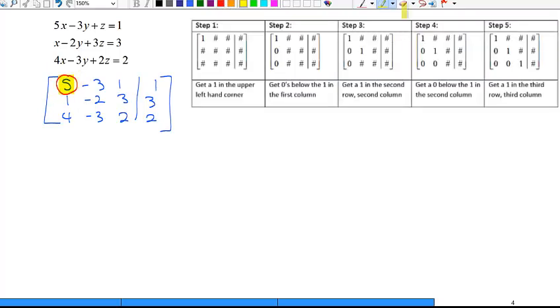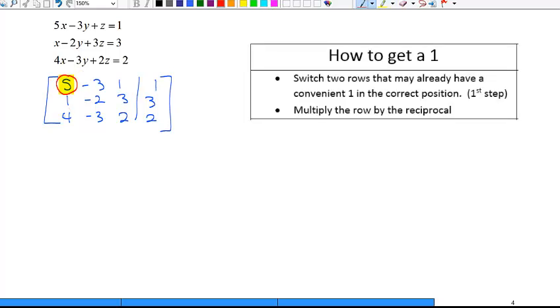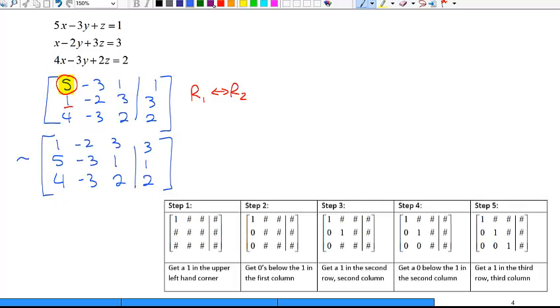So in order to get the 1 there, because it's the first step, I could do something clever. Look at any other elements in the column and see if I have a 1 that's already there, and I do. So if I could just take row 1 and interchange it with row 2, that will get me the 1 very quickly. Notice that row 3 is not changing. And just my progress check, I have a 1 there.